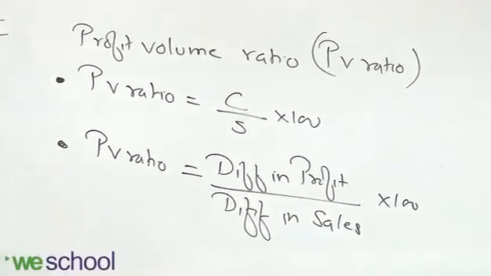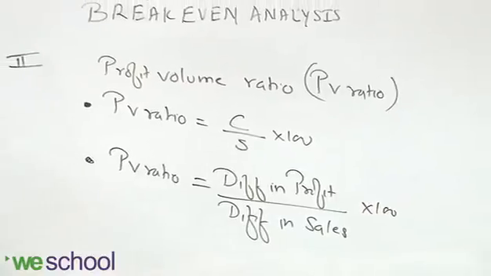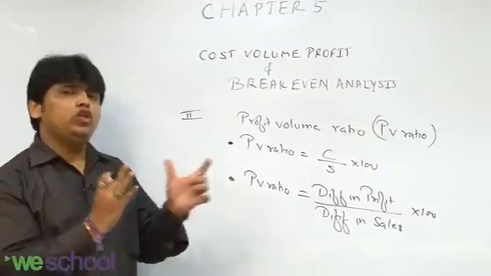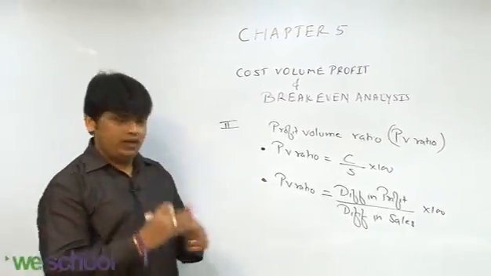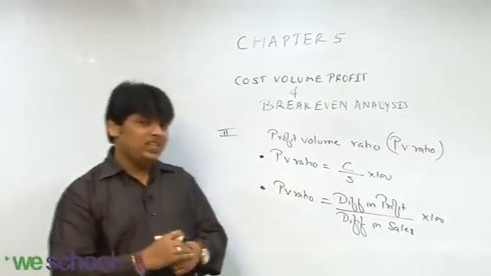Got my point? So I'll be just writing all the formulas for you, so that afterwards this chapter will go in a smooth, continuous flow with that. Okay, so PV ratio. Shall I repeat the previous part once again?